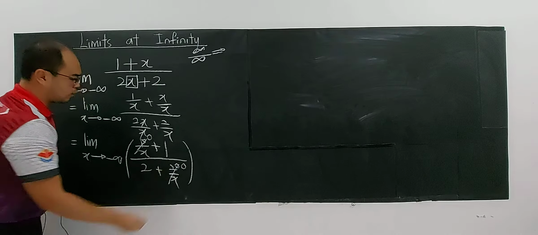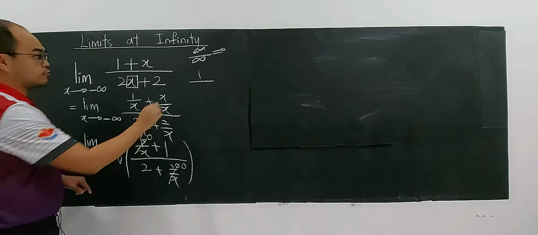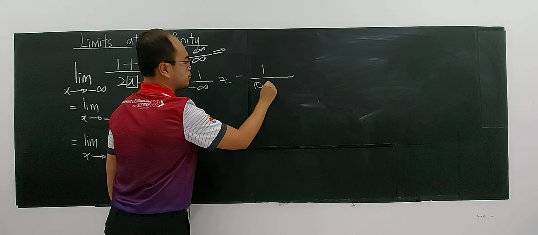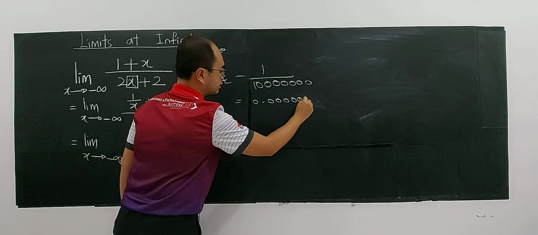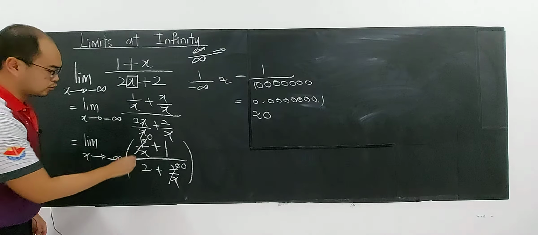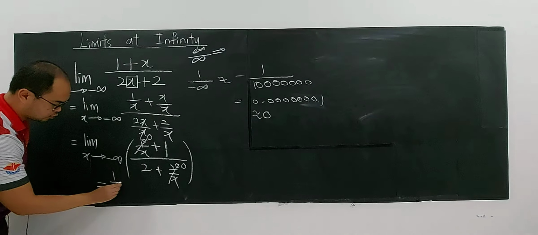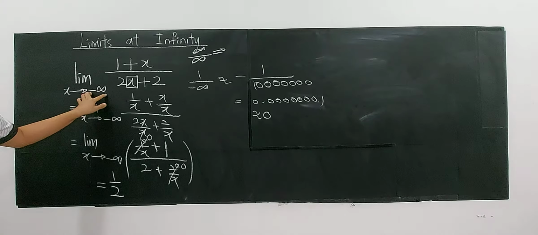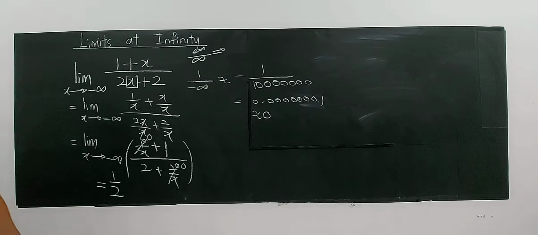This one will become 0. Why, sir? Because if you have 1 over x, and x is negative infinity, for example 1 over a very big number, this number will turn out to be a very small number, right? The bigger the number, the smaller. This is approximately 0. Near to 0. That's why we assume this to be 0. So the outcome, you will have 1 over 2. So as x gets a very big negative value, the limit of this will be 1 over 2.